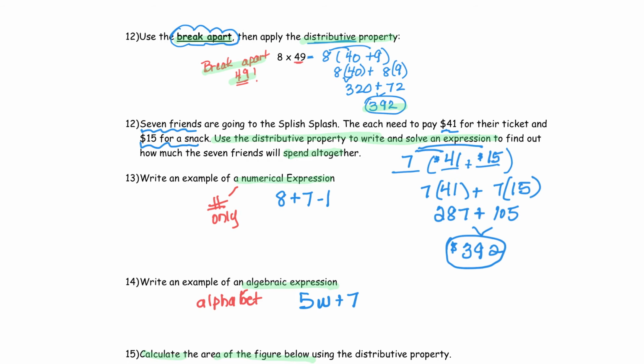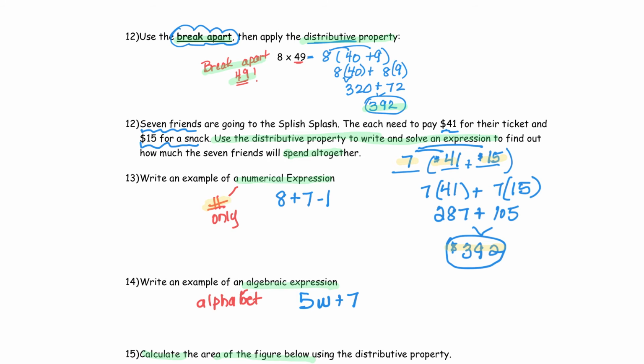So you put on the outside, this is an application of the distributive property. It's 7 on the outside times $41 for their ticket and $15 for a snack. You're multiplying that by 7 because each of the friends is purchasing their ticket and needs money for the snack. Final answer, 392.